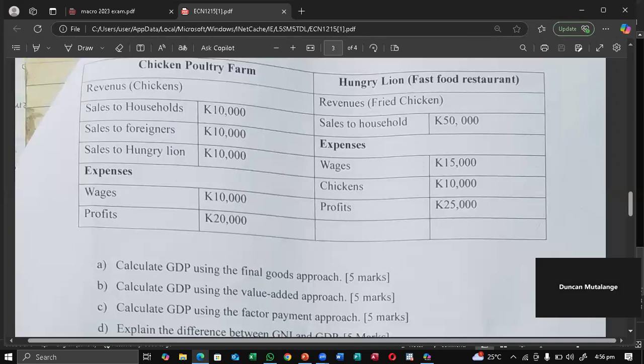Okay. So we have households, then we have also sales to foreigners. Now, we have not been told anything about these foreigners being business people. For example, Hungry Lion, they've told us Hungry Lion is a fast food restaurant. So you know Hungry Lion is a business. They're buying these chickens and they're going to sell them to people. So Hungry Lion will be considered a business. But here, you look at the households, nothing has been said, so we consider them final users. The same thing is happening to foreigners. Nothing has been said about foreigners, so you consider them final users of the product.